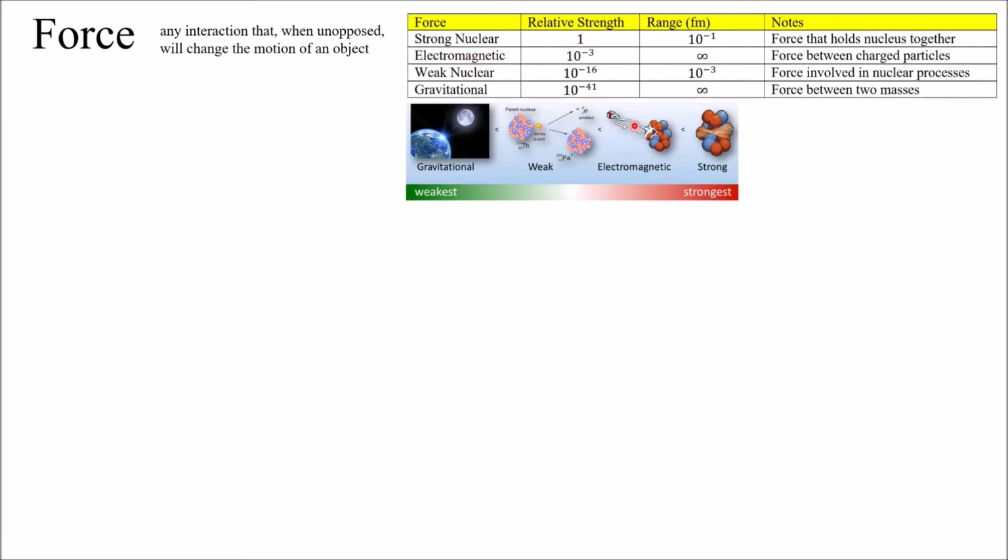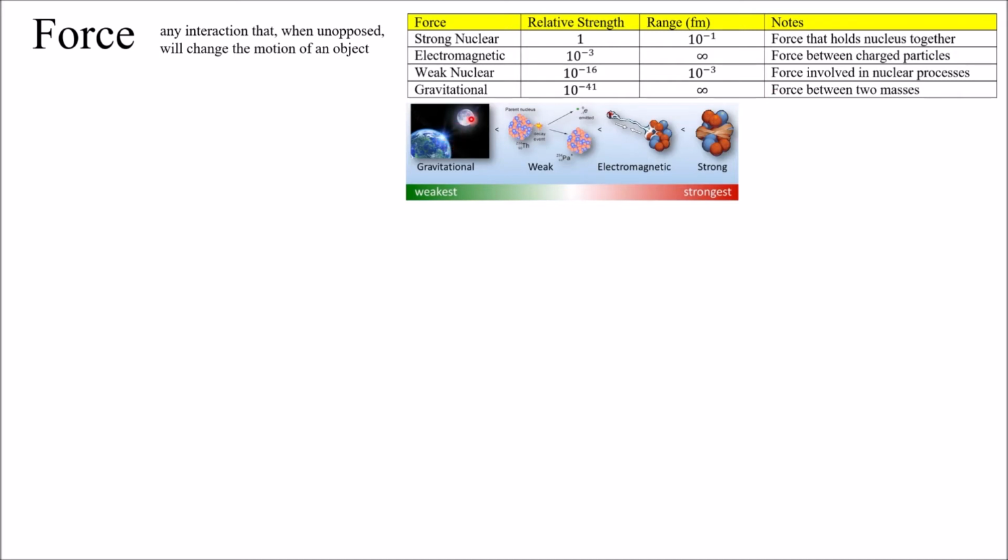And then we have the electromagnetic force, which is the attraction or repulsion of charged particles. So, for example, an electron and the positive nucleus, so negative and positive attract. Then we have a weak nuclear force, which is involved in nuclear processes like a nuclear decay. And then we finally have the gravitational force, which you're probably most familiar with, and that's the force between two masses, or at least it behaves like a force.